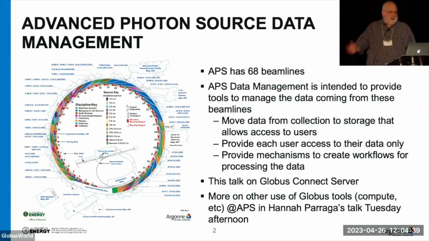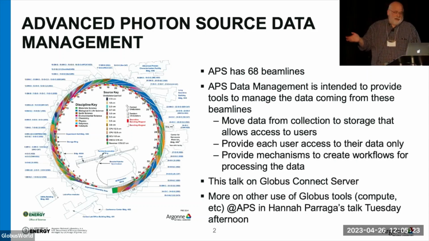So in case you haven't heard about the APS at this meeting yet, the APS is a large experimental facility for doing X-ray science at Argonne National Laboratory. We have approximately 68 beam lines running simultaneously, all taking data. And our use of Globus is in association with our data management system. That is set up to move data from the data collection at the beam line to a central storage, provide access to our remote users, give them access to the data and only the data they're supposed to be able to see, provide some mechanisms to create workflows and data processing and so forth.